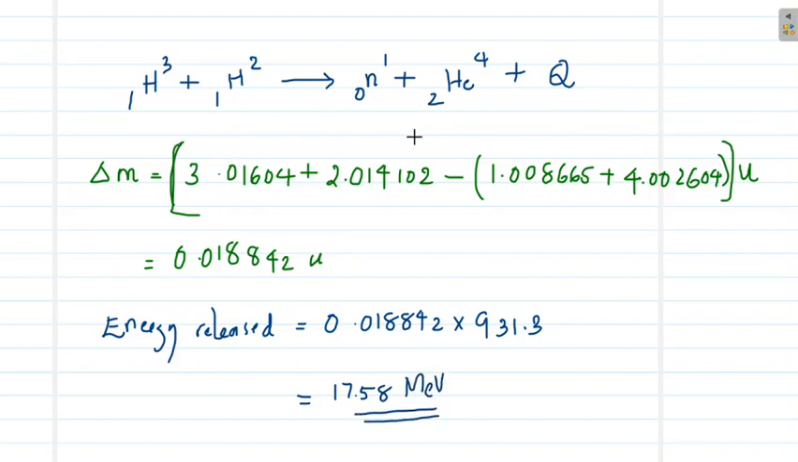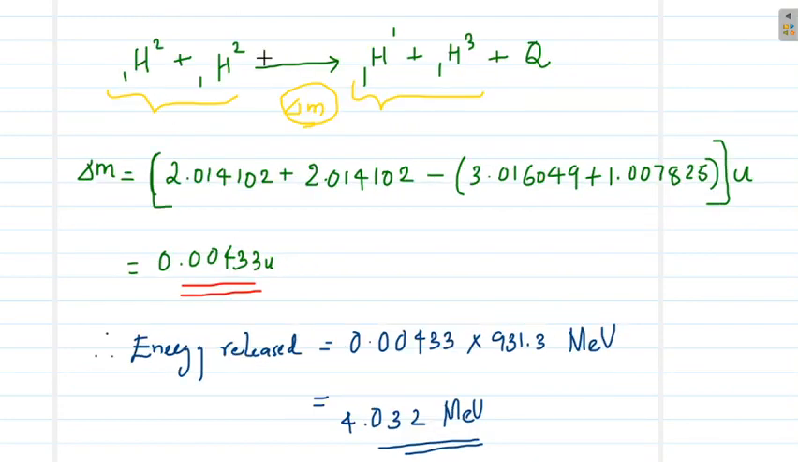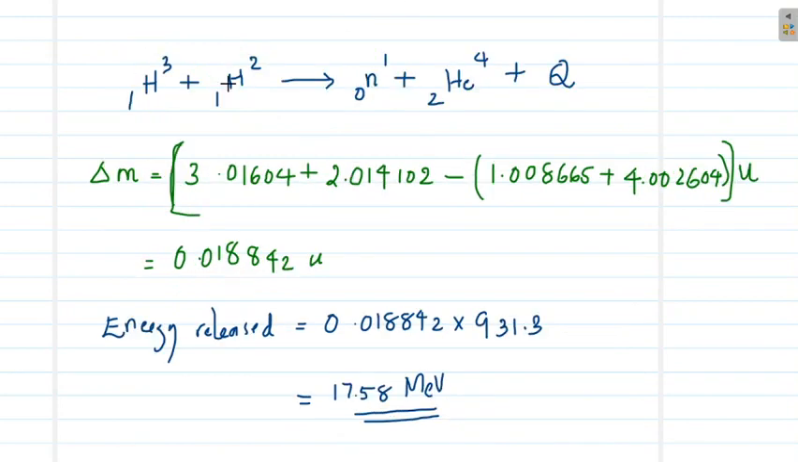So in this nuclear fusion reaction, the total amount of energy released is 17.58 mega electron volt. So what is the total energy released in this fusion process? When the process happens, initially we have two deuterons combining to form a tritium and a proton, and this tritium reacts with another deuteron to produce helium. So that is the overall process that is happening.